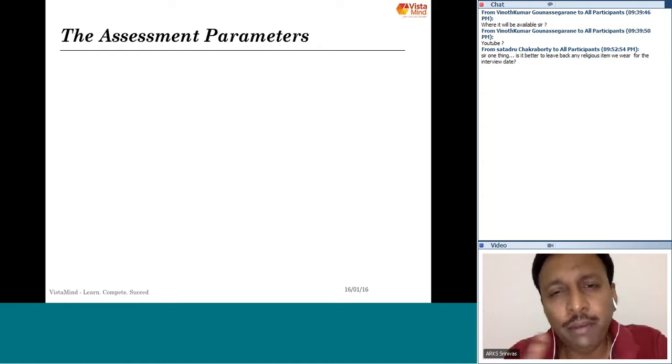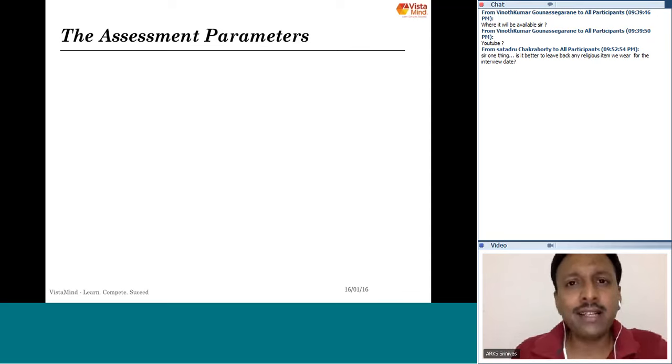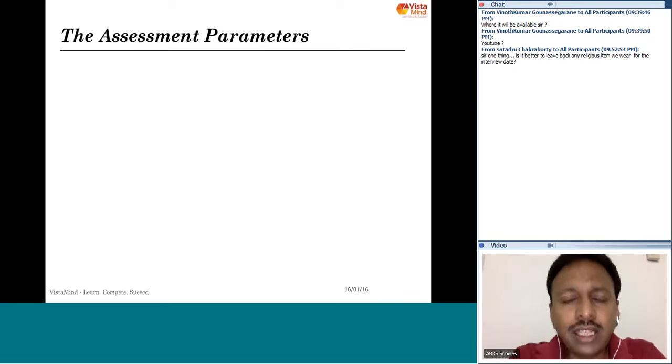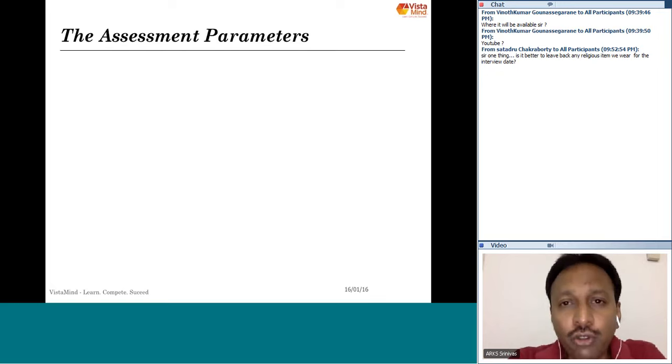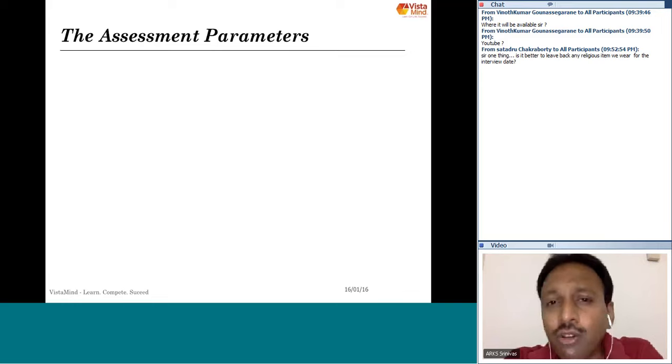Are there parameters on which they give marks? And the answer is yes, they do. There are parameters on which they give marks, and these are some of the assessment parameters where if you can't answer well or if you falter, you will get a lesser score in an interview. Remember also this, that all these institutes, IIM Ahmedabad, Calcutta, Indore, have a very, very high percentage of score for the interview.